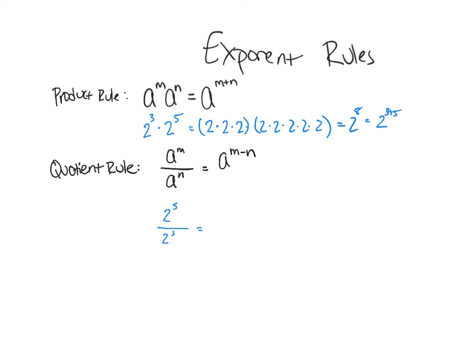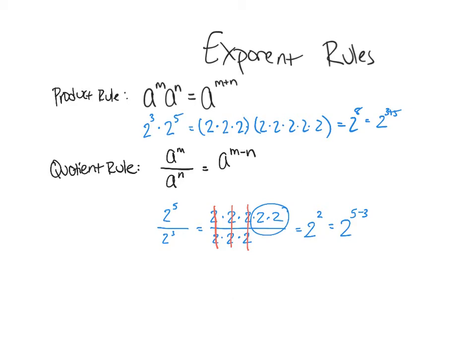Again, if we were to write this out completely, we get 2 times itself 5 times on the top, and 2 times itself 3 times on the bottom. Now remember, anything divided by itself is 1. So 2 divided by 2 gives us 1, gives us 1, gives us 1, and we are just left with 2 times 2, also known as 2 squared, which is the same as taking our top exponent and subtracting our bottom exponent. That's where we get our quotient rule from.